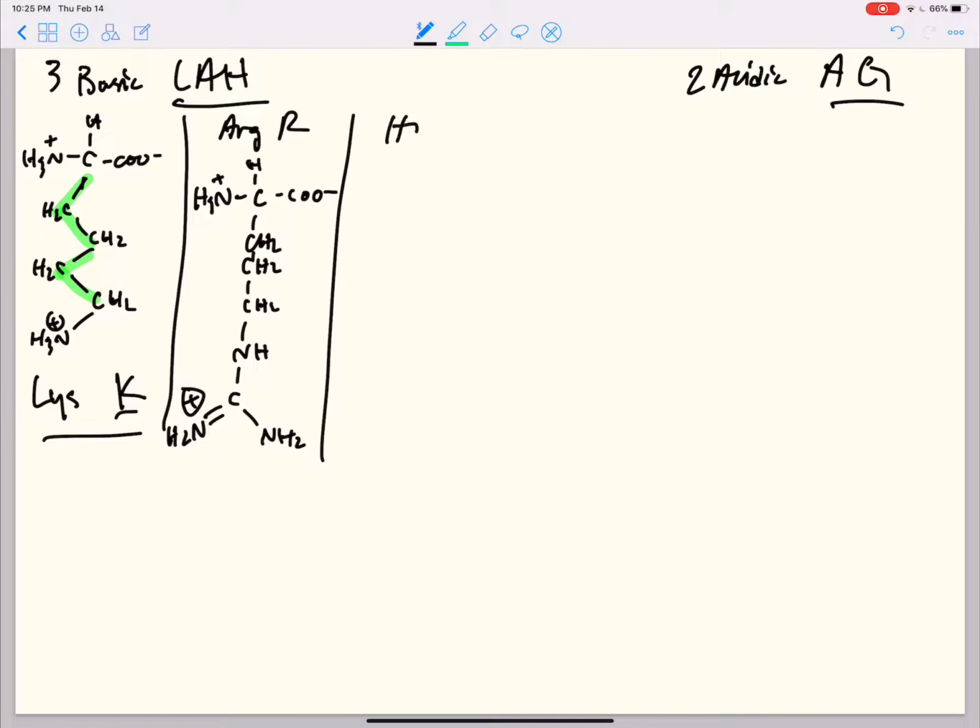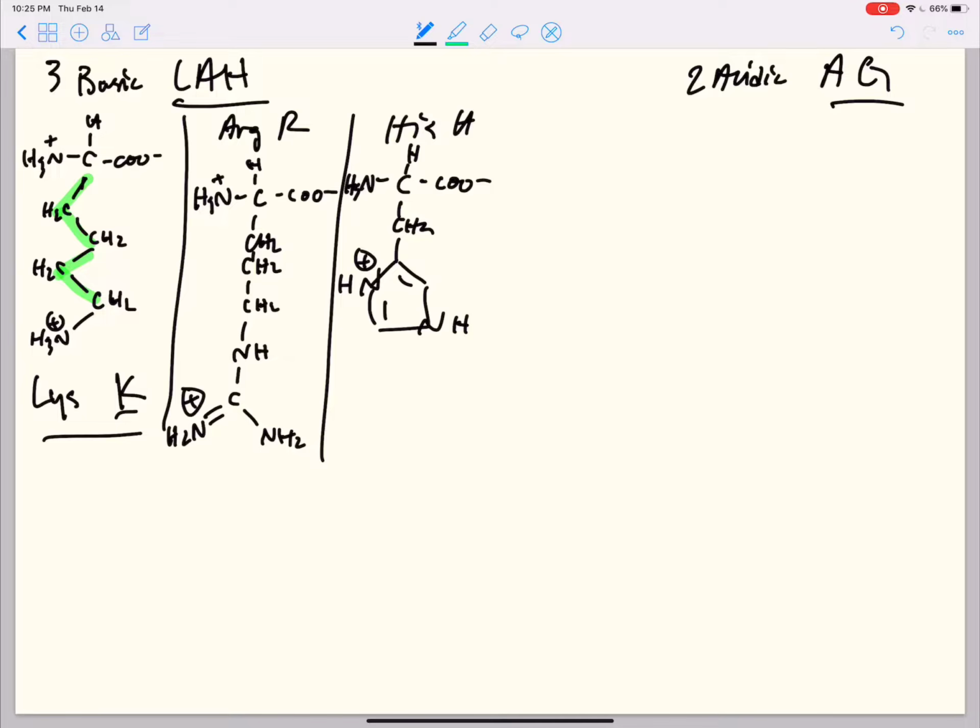Next is histidine. Histidine H, and histidine's not so bad. You have your alanine, and then you have your little histidine group down here. So you got your two nitrogens here, and you're going to have a couple double bonds in here. That's going to be an H, and that's going to be an H.